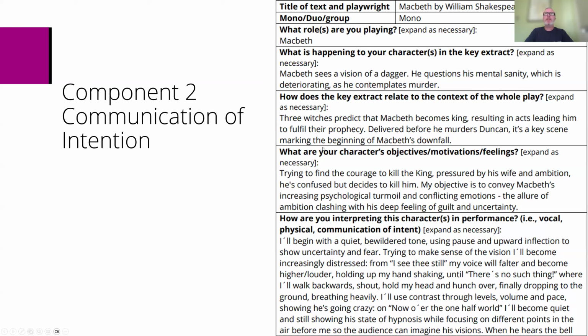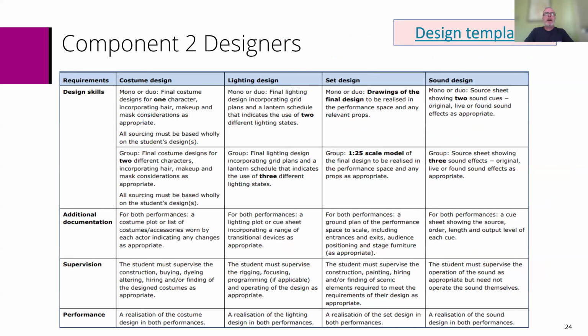So playing Macbeth, saying what happens in this scene, which is the vision of the dagger and him questioning his sanity, and a bit of an overview of the play, like where this is from, and what the decisions are by the student in terms of how they're going to interpret this. So it might be about the use of the voice, it might be a bit of direction and blocking that they're saying, and the purpose of it. So I hope that's clear. That's what they need to do.